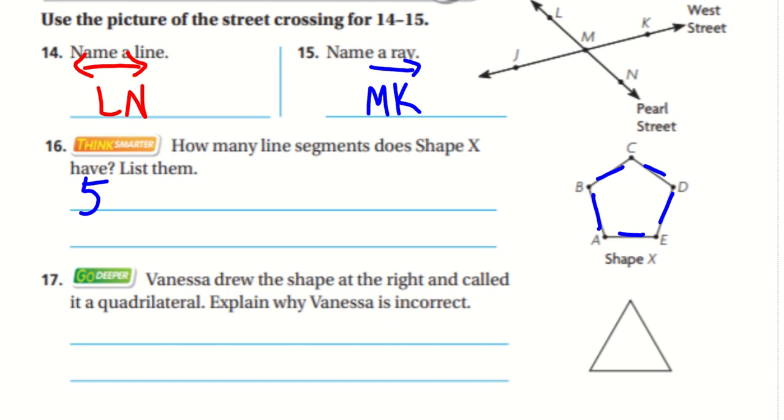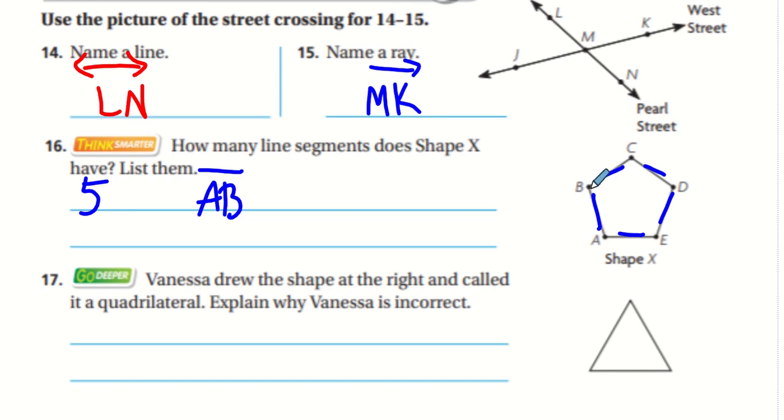And then it says list them. So we have to list all 5 of the line segments that are in shape X. So if I look at the first line segment that I looked at, it starts at A and it ends at B. So the first line segment would be AB. And up above, we draw a line, but with nothing. We don't put the little endpoints on there, even though it has endpoints. We just draw a line with nothing.